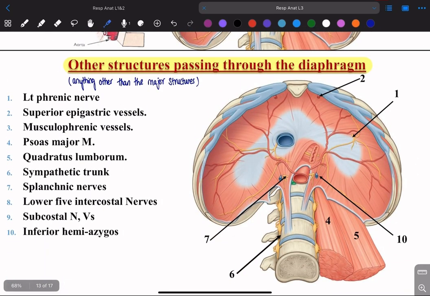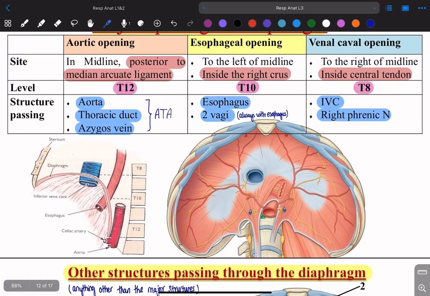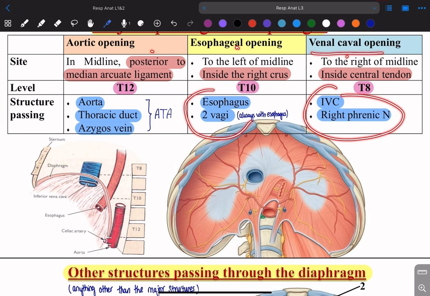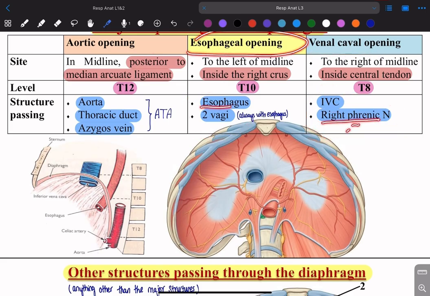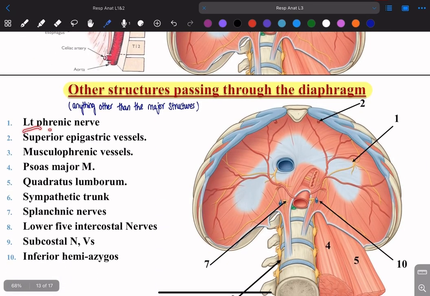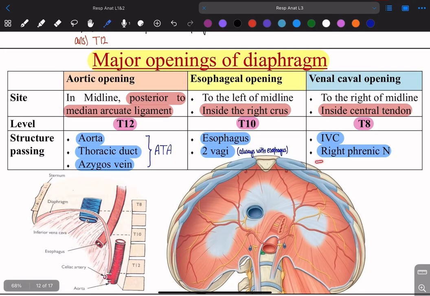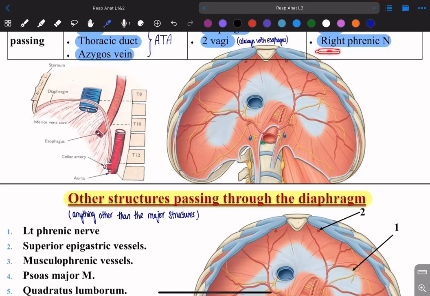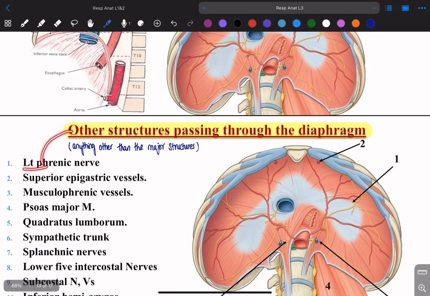Here we say this is the other structures. Anything other than these three, and the things that pass through them: the vena cava opening has the inferior vena cava and the right phrenic nerve. The esophageal opening has the esophagus and the vagus. The aortic opening has the aorta, the thoracic duct and the azygos. So anything other than that, for example the left phrenic nerve, don't be confused. This is the right phrenic, here we said it's the right phrenic. So the left phrenic nerve is part of the other structures, okay?